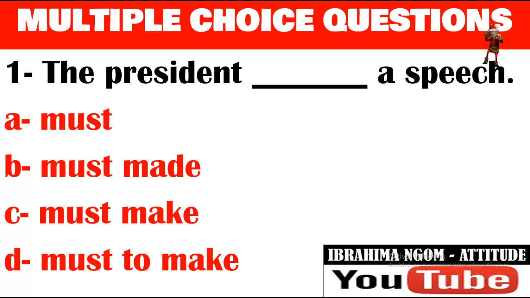The right one is must make, because here we have must plus base form. Must only is not good because remember, modals are auxiliaries, meaning they are followed with another verb. So must made with past participle is impossible. Must to make is impossible because it is full infinitive. So must make, a modal plus base form, is the best option.